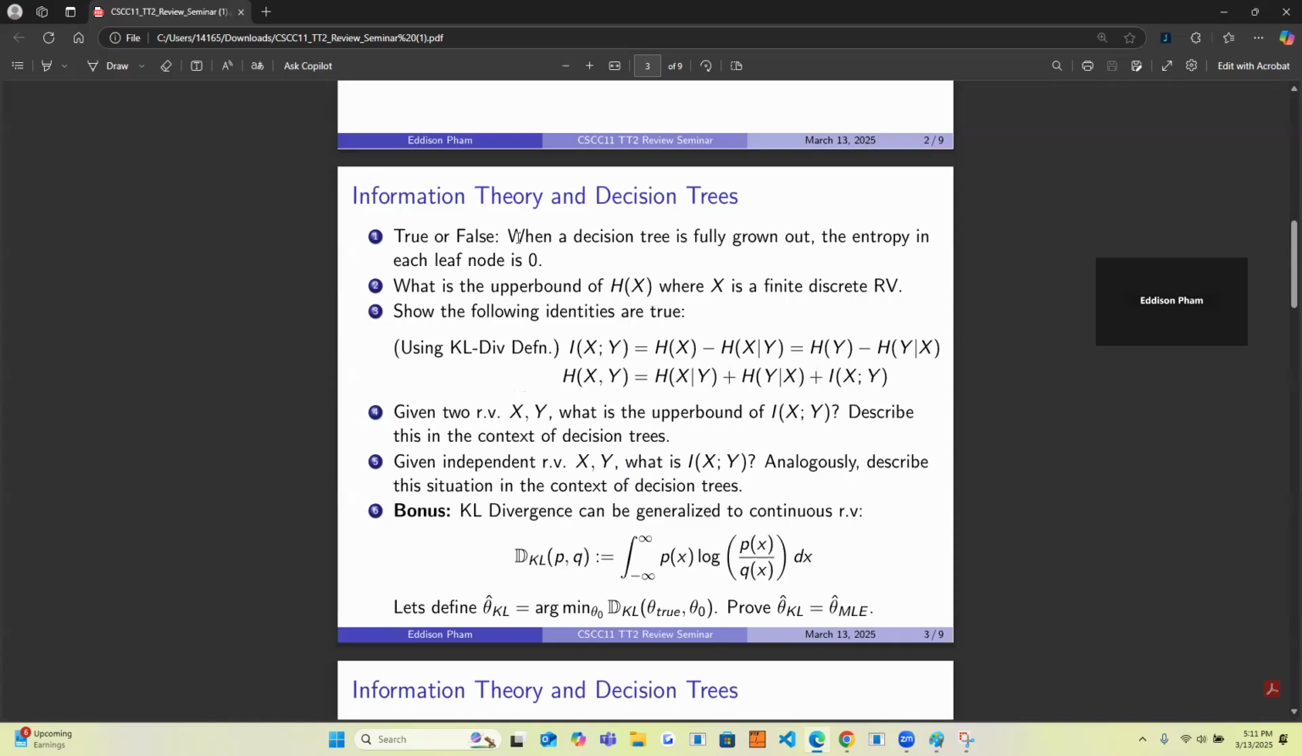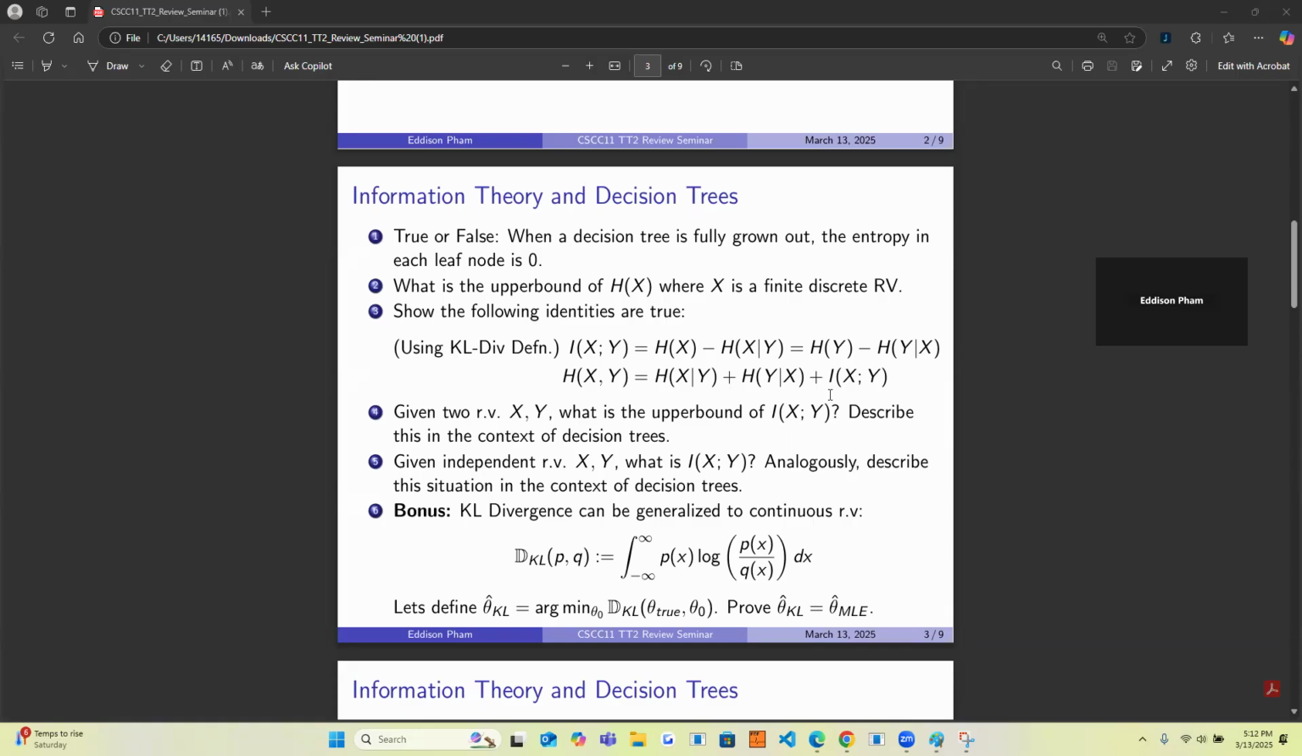All right, for the first question, true or false? When a decision tree is fully grown out, the entropy in each leaf is zero. Any answers? Can you explain why it is false? Oh, sorry, I forgot to mention there are no stopping conditions. So when it's fully grown out, it just keeps on growing until there's one class in each leaf. That kind of gives it away. Yeah, but in this case, the decision tree is fully grown out.